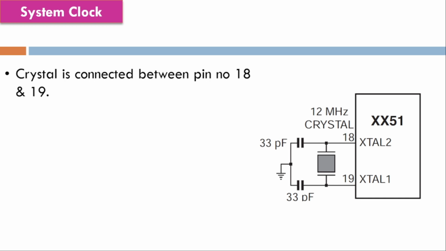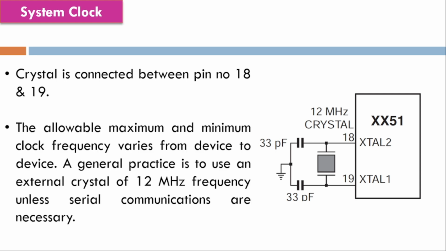Crystal is connected between pin number 18 and 19. The allowable maximum and minimum clock frequency varies from device to device. A general practice is to use an external crystal of 12 MHz frequency unless serial communications are necessary.